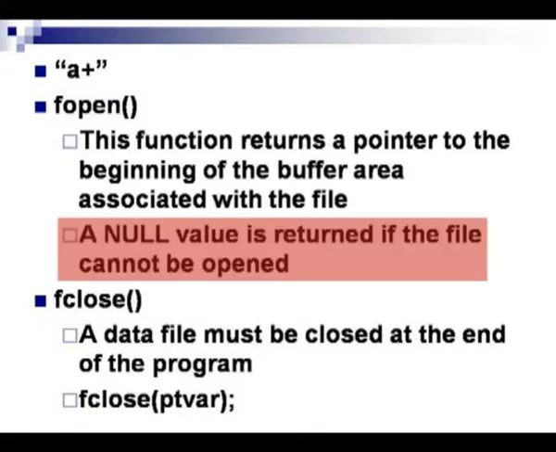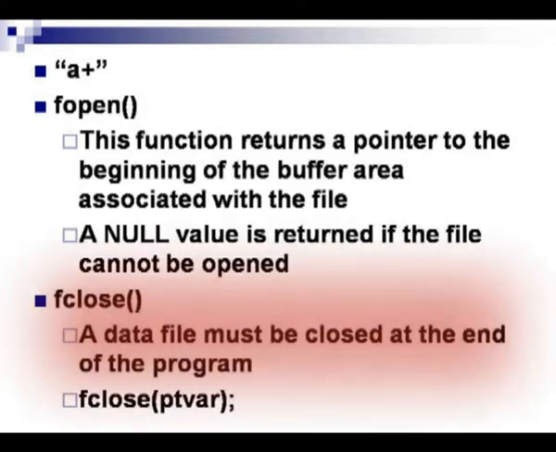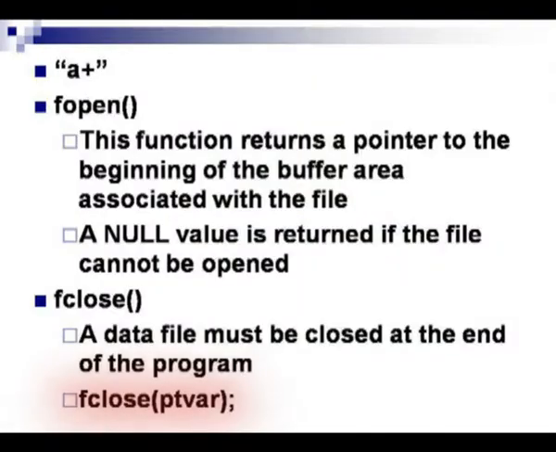Either it does not exist or there is some problem, it is locked by some user, you cannot open it at the time for reading or writing, or some other person is using the same file for writing also, you cannot open it. In such cases, a null value is returned. For fclose, a data file must be closed at the end of the program. Once all the operations on files are done, you can either individually close each file or you can give fcloseall, which will close all the files that are currently open for the particular program. So fclose(ptvar), which indicates the pointer variable associated with the file name. So these are the syntax to be followed while processing files.